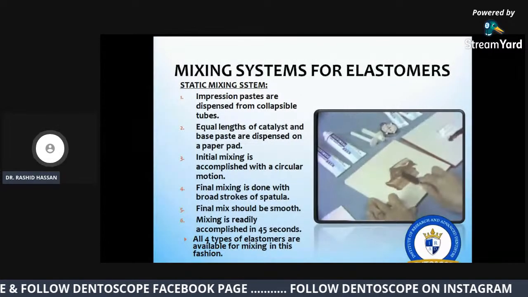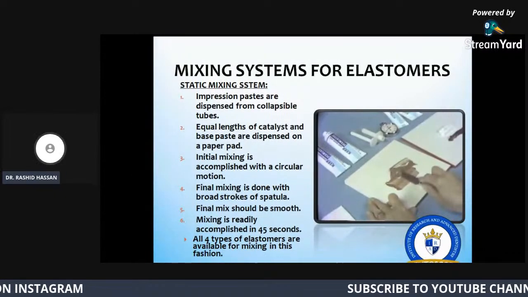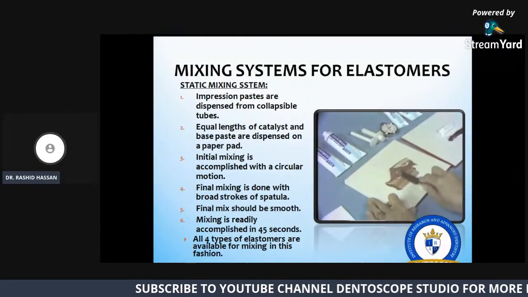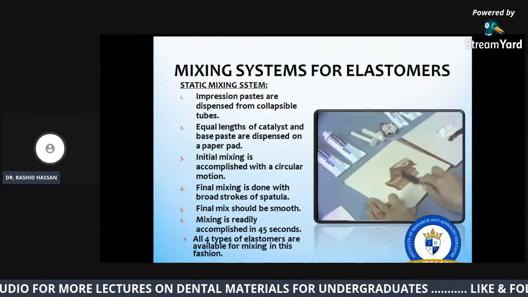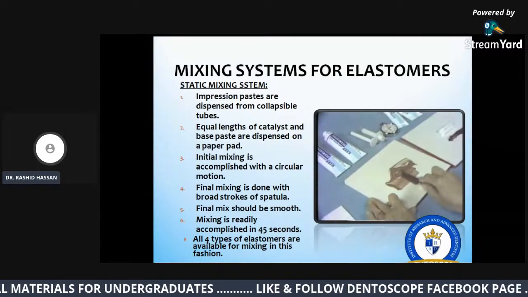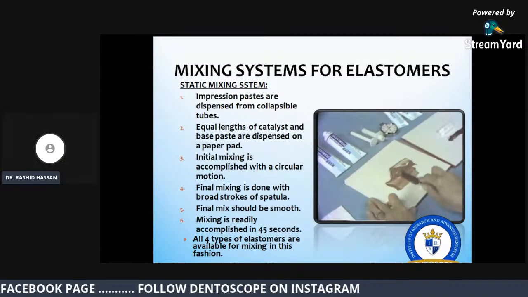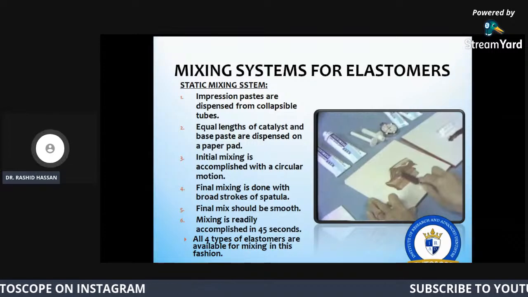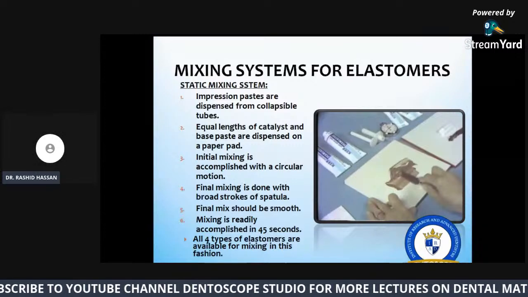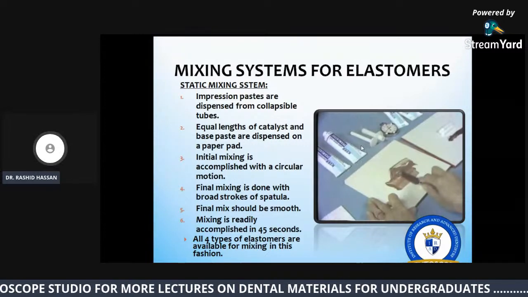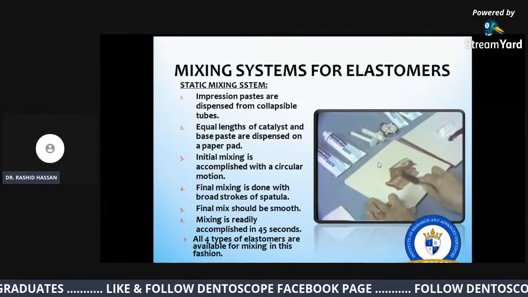Here you can easily see in the picture, it is just like the zinc oxide eugenol impression material mixing, where you dispense both the base paste and the catalyst paste in equal lengths. Keep this in mind: the quantity is based only upon the length of the two materials that you are using. You should use them in equal lengths. Impression pastes are dispensed in the form of collapsible tubes. Here you can easily see these tubes. The equal lengths of the catalyst and the base paste are dispensed on the wax paper pad.